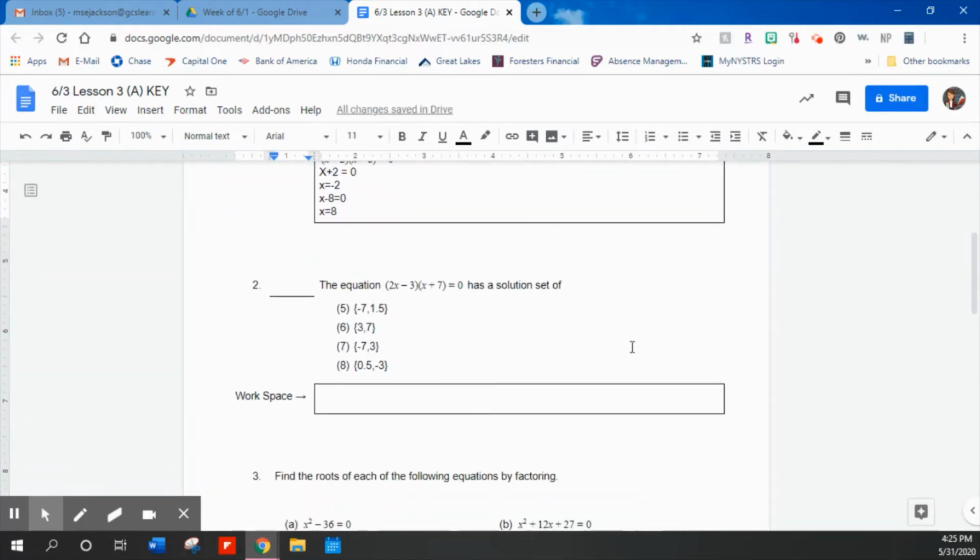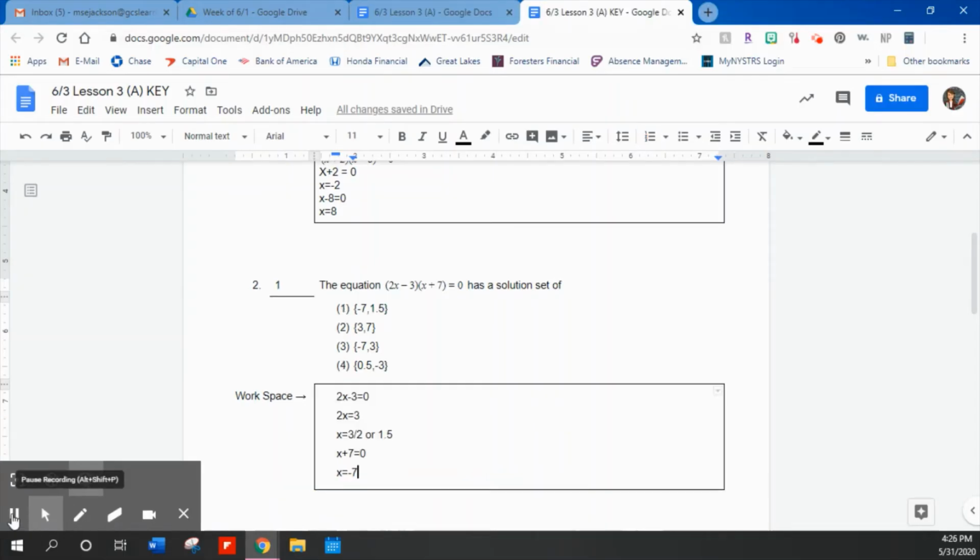Okay? So taking a look at number 2, it says the equation 2x minus 3, x plus 7 equals 0, has a solution set of, now this one is already factored for you. So all you have to do is make a T-chart and figure out which solution set's going to make sense. Pause the video and do that one on your own. Okay, check your work with my work. We should get negative 7 and 3/2 or 1.5.